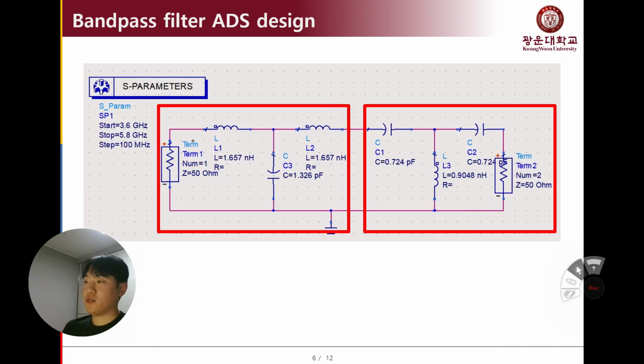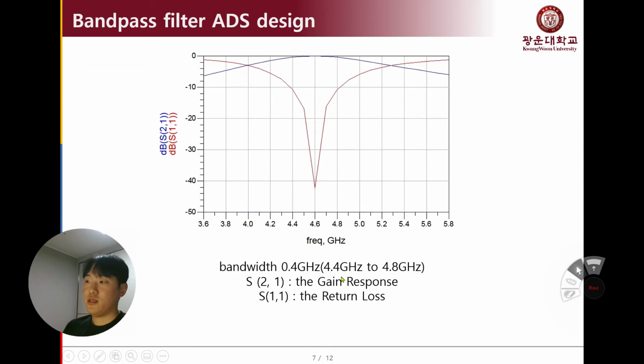So we construct the bandpass filter circuit like this. This part is low-pass filter part, and this part is high-pass filter part. So we can construct the bandpass filter, and with simulation verify the circuit. The S parameter S21 is the gain response, and S parameter S11 is the return loss.